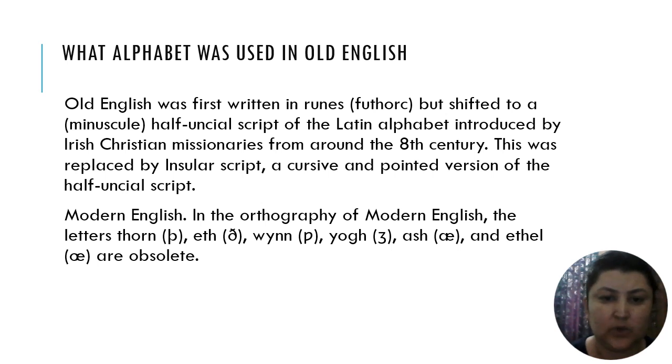What alphabet was used in Old English? Old English was first written in runes, such as the Futhark, but shifted to a minuscule half-uncial script of the Latin alphabet, introduced by Irish Christian missionaries from around the 8th century. This was replaced by Carolingian script, a cursive and pointed version of the half-uncial script.